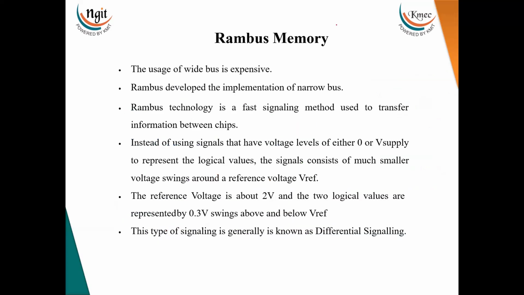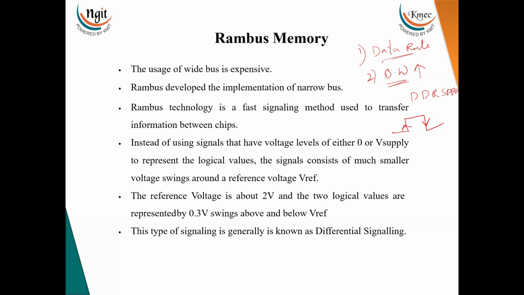Now the next topic is Rambus memory. We have already seen that the performance measure can be calculated using two parameters: one is the data rate and another is the bandwidth. This bandwidth can be increased using DDR SDRAM, which means reading the data on both the edges, the rising edge and the falling edge. If the data transfer is done on both edges, then the bandwidth is increased.